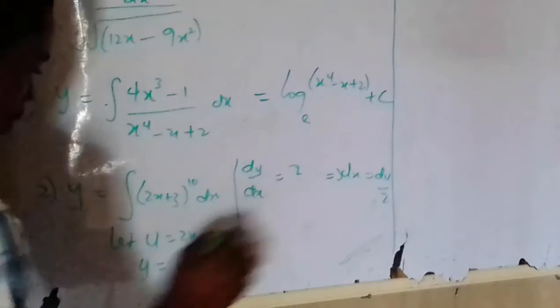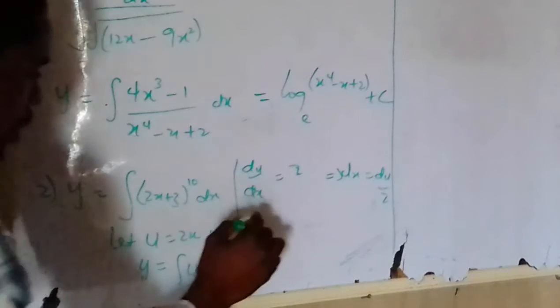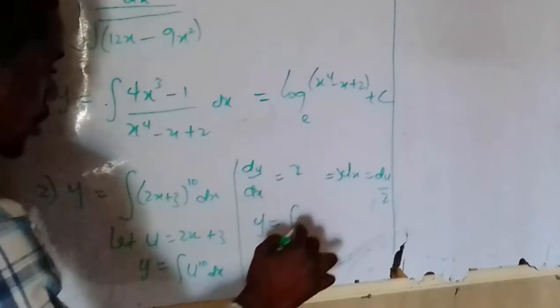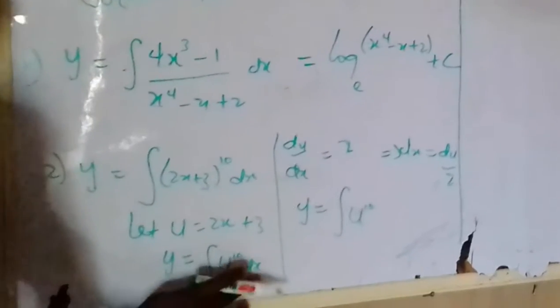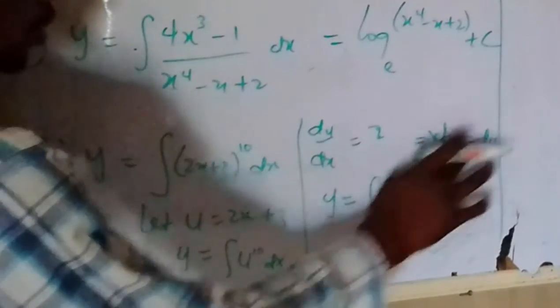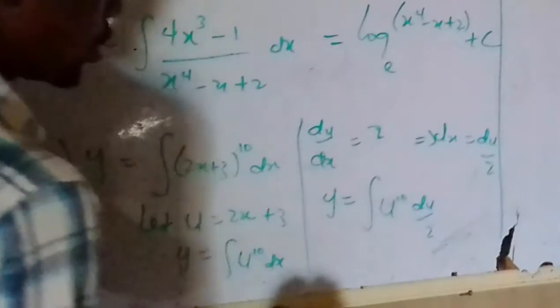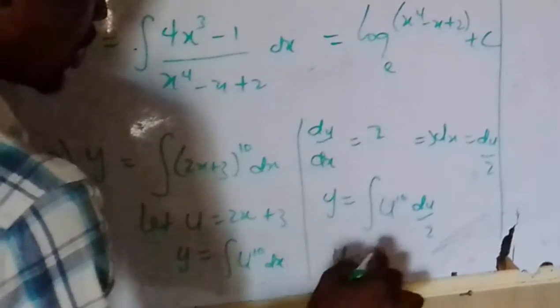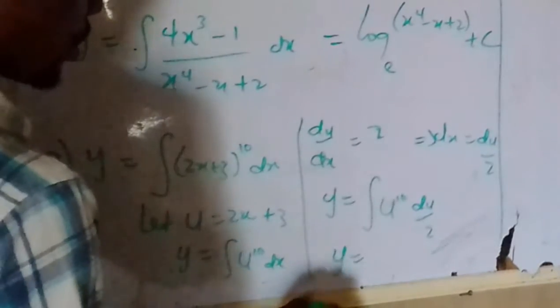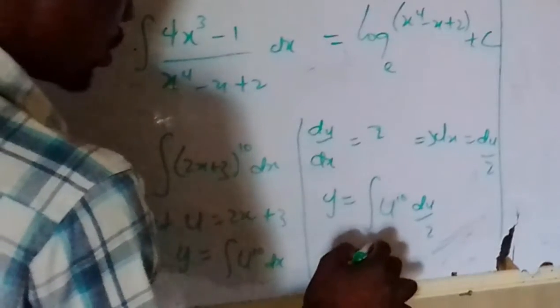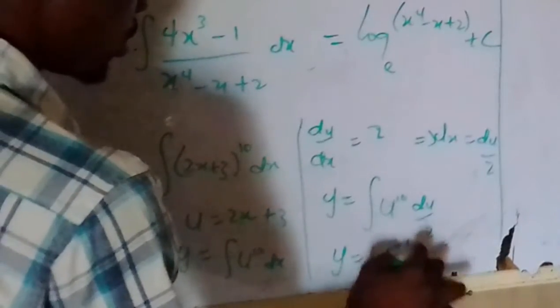Now, let's go back to y. This becomes y is equal to the integral of u raised to power 10. Let's change this dx, because dx is du over 2. That becomes u raised to power 10 du over 2. We are integrating my y. I'm going to have that as u raised to power 10 plus 1.